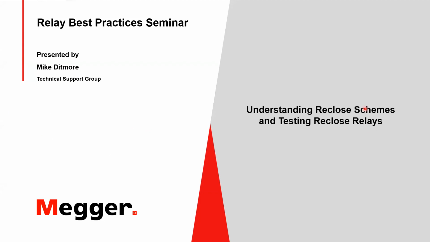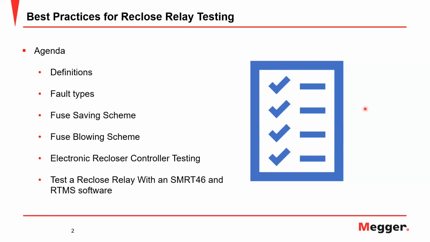Okay, well, thank you everyone for coming back and joining us for the second half of this virtual best practice seminar. This afternoon, I'll be talking about recloser relay schemes and recloser relay testing. For a quick agenda, we'll start off by talking about definitions as they apply to reclosing, and fault types, again as they apply to reclosing. We'll talk about 2 different reclosing schemes, fuse saving and fuse blowing. And then we'll move right on into recloser control testing. We'll just look at it briefly, and then we'll actually test a recloser relay with an SMRT 46 and RTMS software.